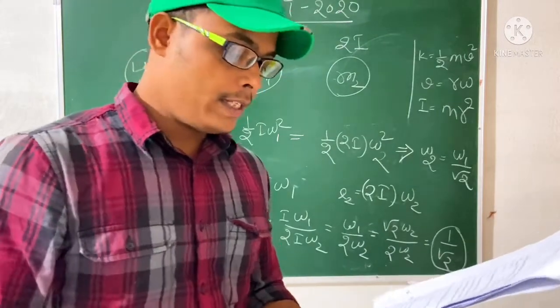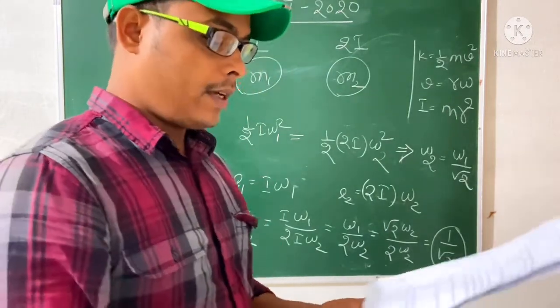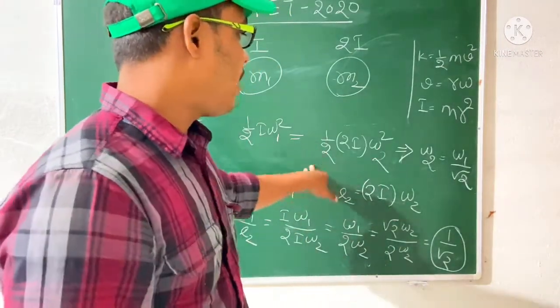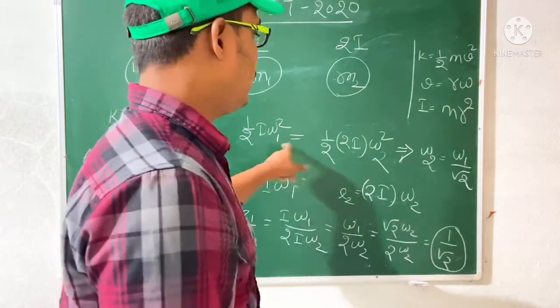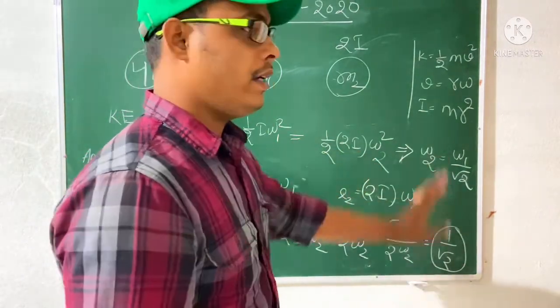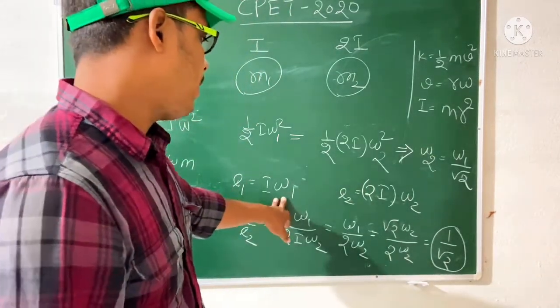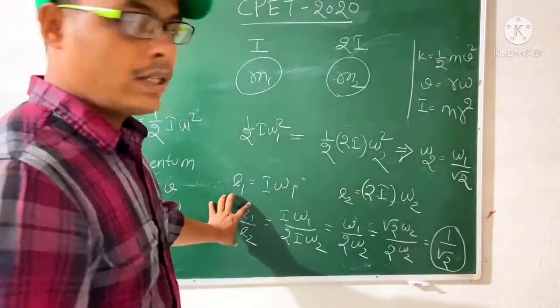Okay, so two bodies have moment of inertia I and 2I about the axis of rotation. If the kinetic energy is equal, half I omega 1 square equals half 2I omega 2 square, then cancel half and 2 will be in the denominator, so omega 2 equals omega 1 by root 2. Now the angular momentum L1 equals I omega 1, and L2 equals 2I omega 2. Then you have to find the ratio.